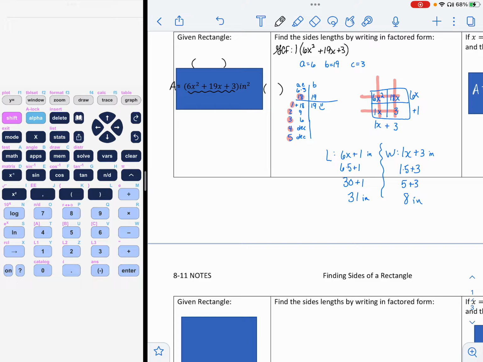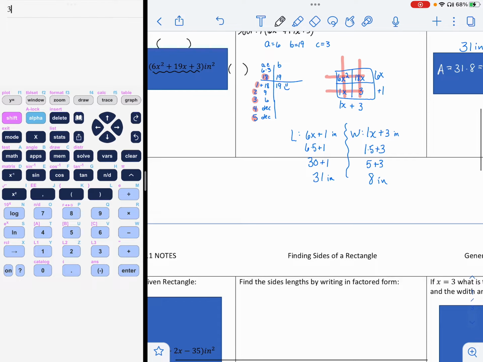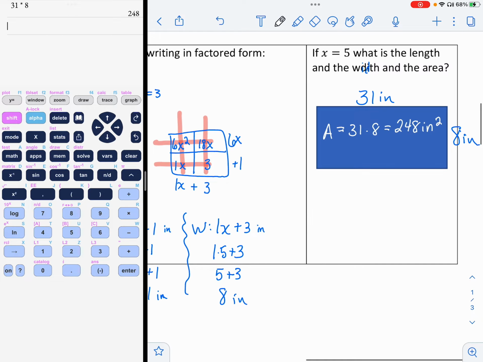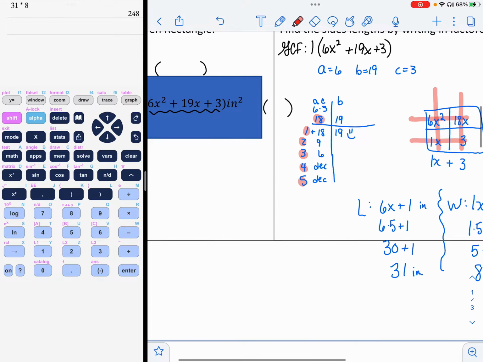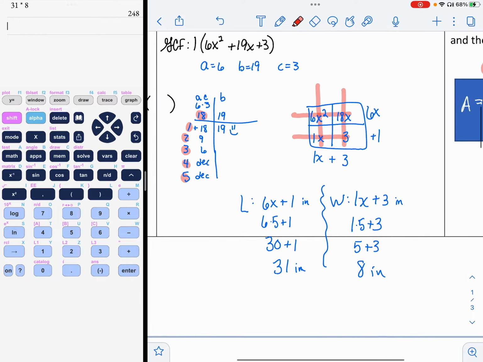Let's see here. 31 times 8. Just double checking. Yeah, I don't like to redo videos. Now remember, if you didn't like doing it the way I did, you still would have to solve. I think it's the easiest way, but you would still have to get those. But then you could do that 6x squared plus 19x plus 3.